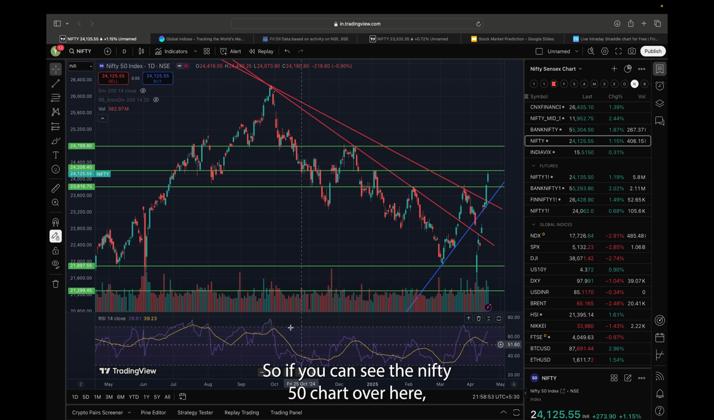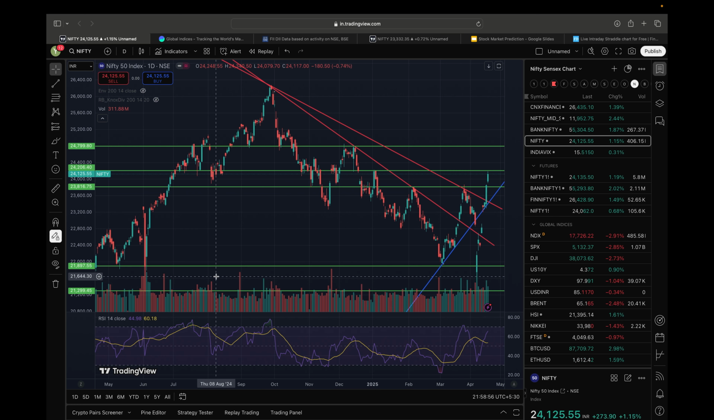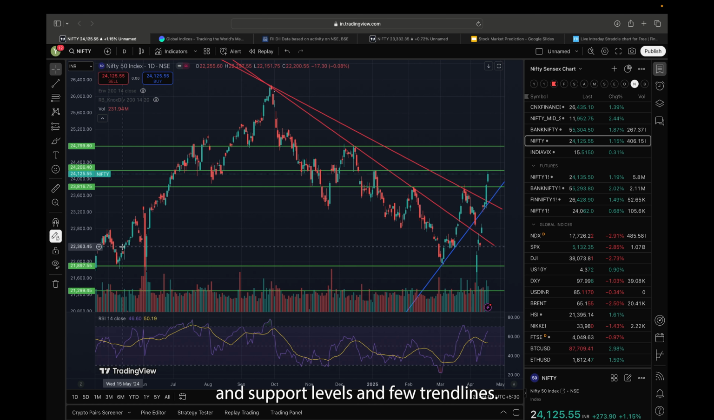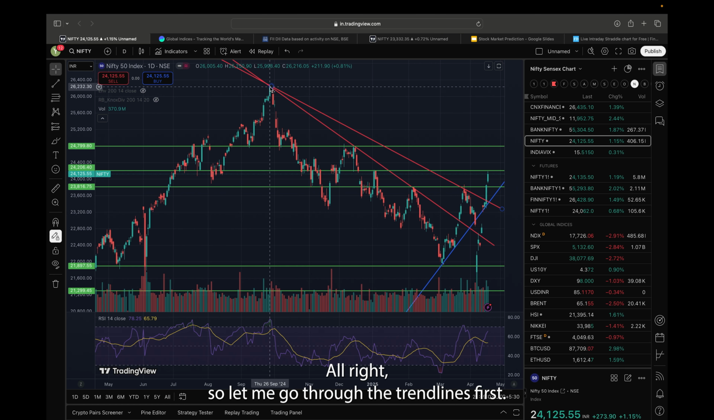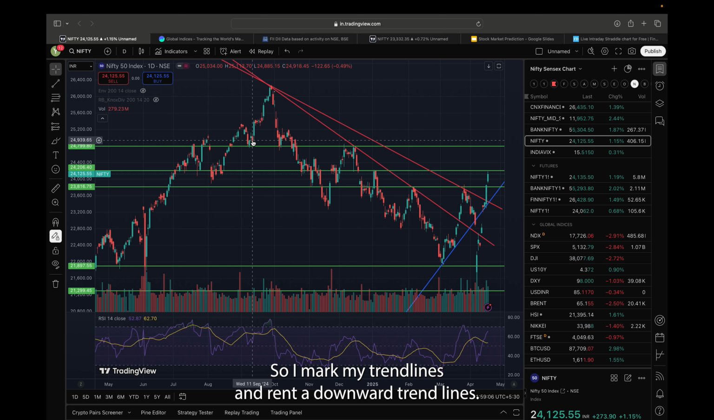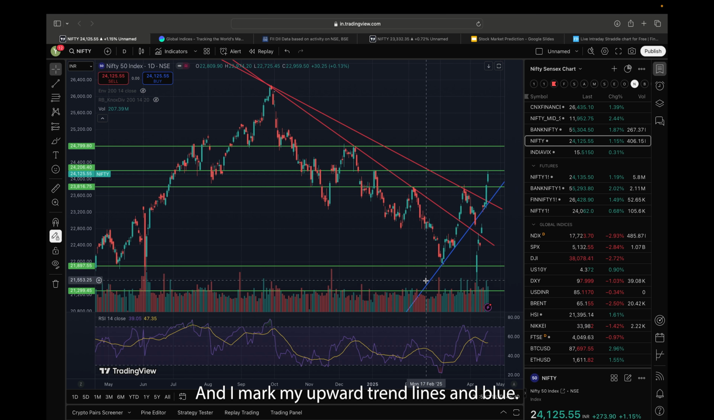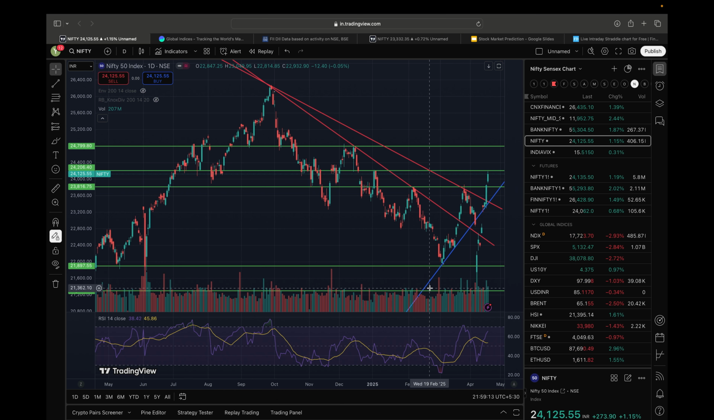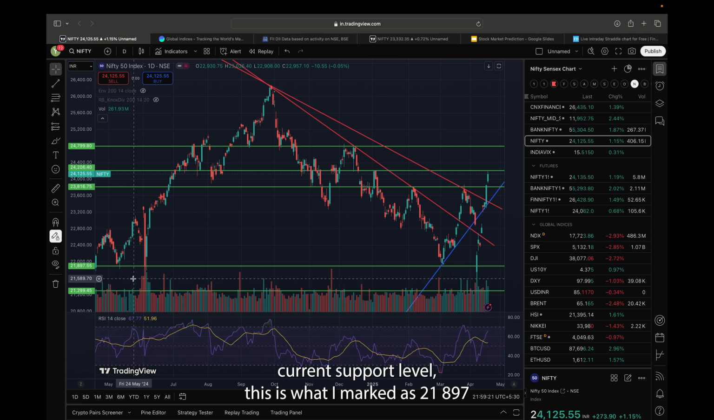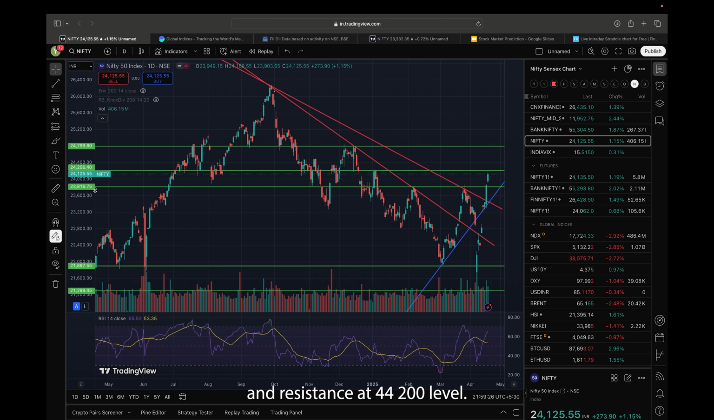So if you can see the Nifty 50 chart over here, I have drawn a few resistance and support levels and a few trend lines. All right, so let me go through the trend lines first. I mark my downward trend lines in red, and I mark my upward trend lines in blue. So it gives me clarity about what I'm looking at. And if you see the support level, this is what I've marked as 21,897 and resistance at 24,200 level.